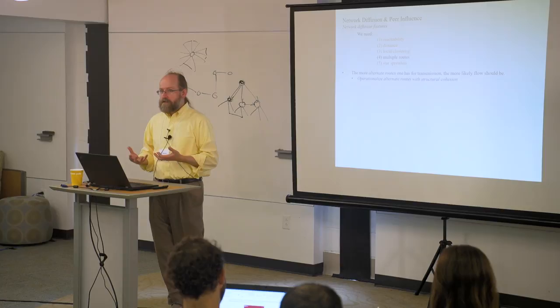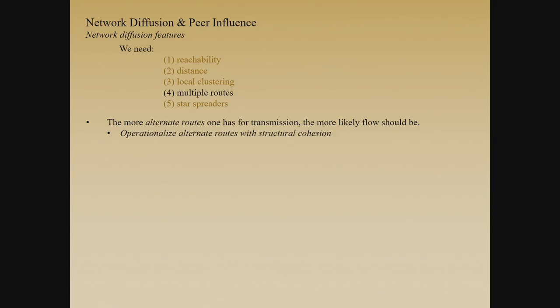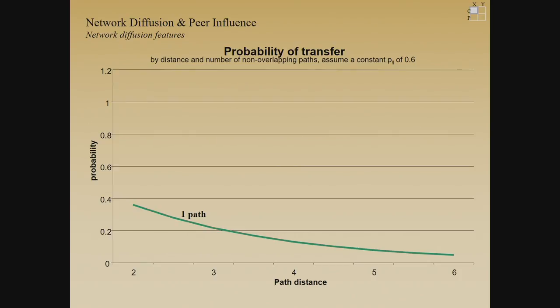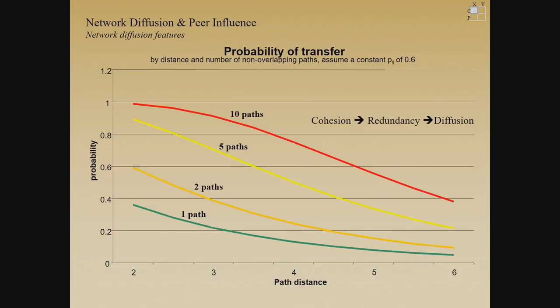Having multiple routes then is an extension of this idea of local clustering. If local clustering creates reinforcement through triads, you can generalize that and think about having multiple routes in the network writ large, right? And so the logic here is just to expand this notion that we had before, right? If I have transmission across a single path, I have this kind of a curve. If I just expand that out across lots of different paths and remove the probability of joint paths, you get this kind of a pattern, right?